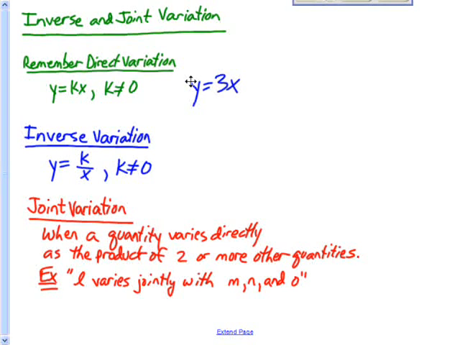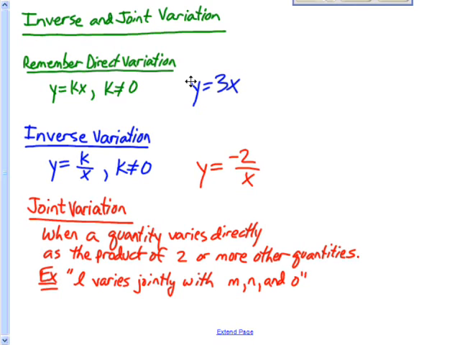It's a constant, okay? Inverse variation, on the other hand, if they say y varies inversely with x, then y equals k over x, okay? So for example, and k again is a constant, y equals negative 2 over x is an inverse variation equation.